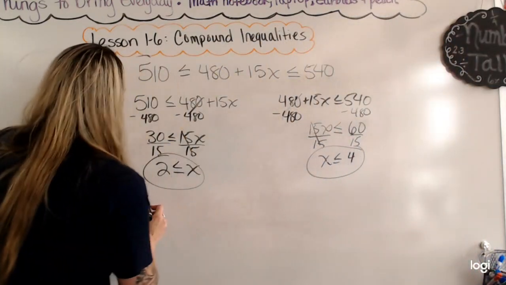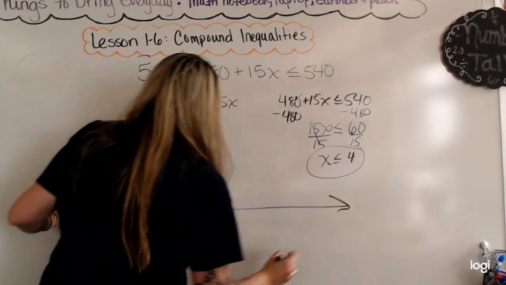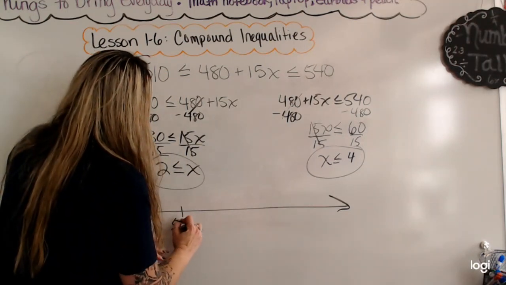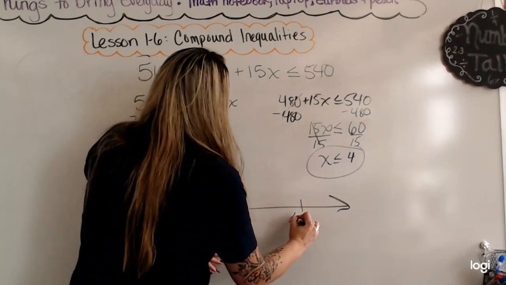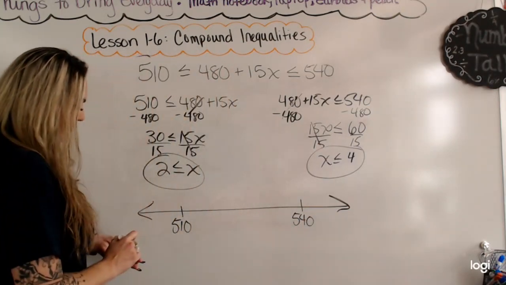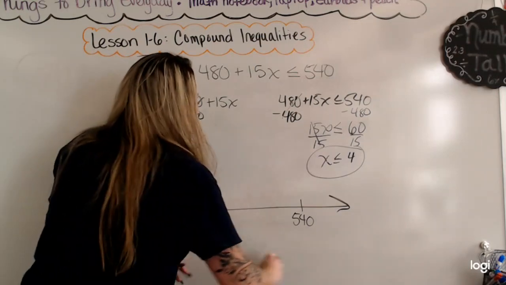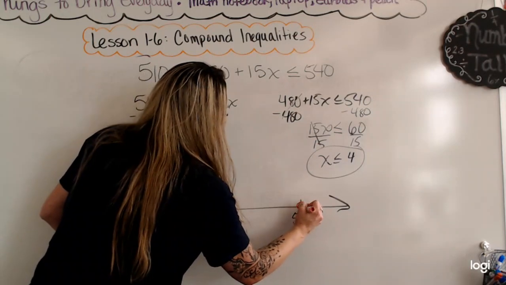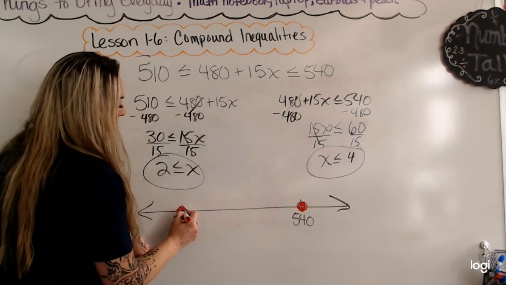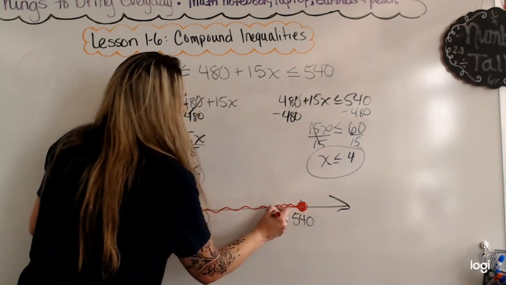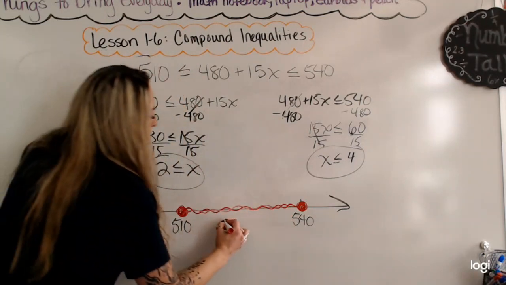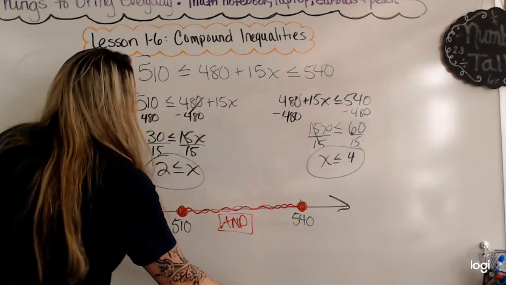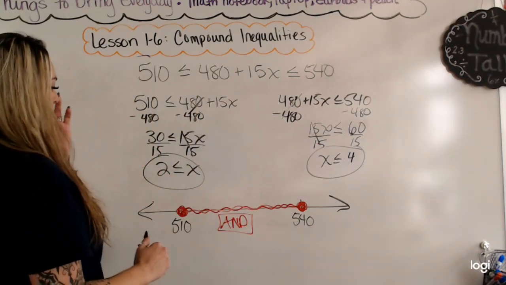So let's look at this on a number line. So the minimum amount of calories is 510. Maximum is 540. We know that River can eat these values as well, so this is included in our solution with a closed circle, and it can be greater than 510 or less than 540. This also tells us that this is an AND inequality, because we have graph solutions in between the two values.